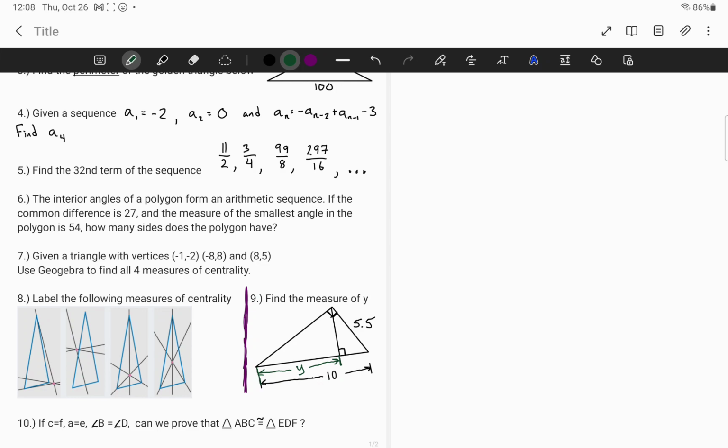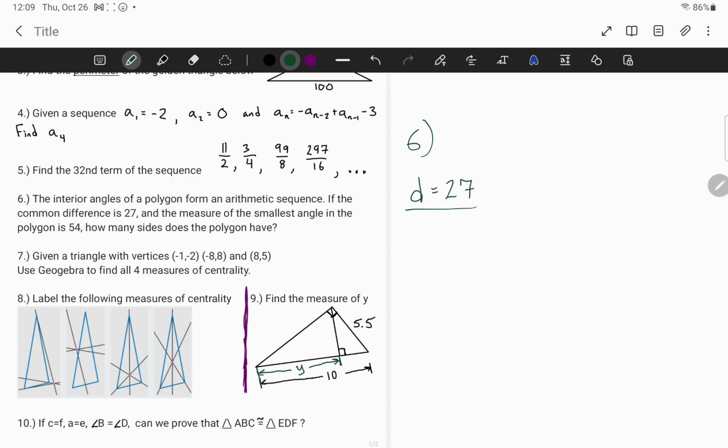It says the interior angles of a polygon form an arithmetic sequence if the common difference is 27. So we'll go ahead and write down what we're looking at. And the measure of the smallest angle in the polygon is 54. How many sides does the polygon have? Now, common difference is 27, right?